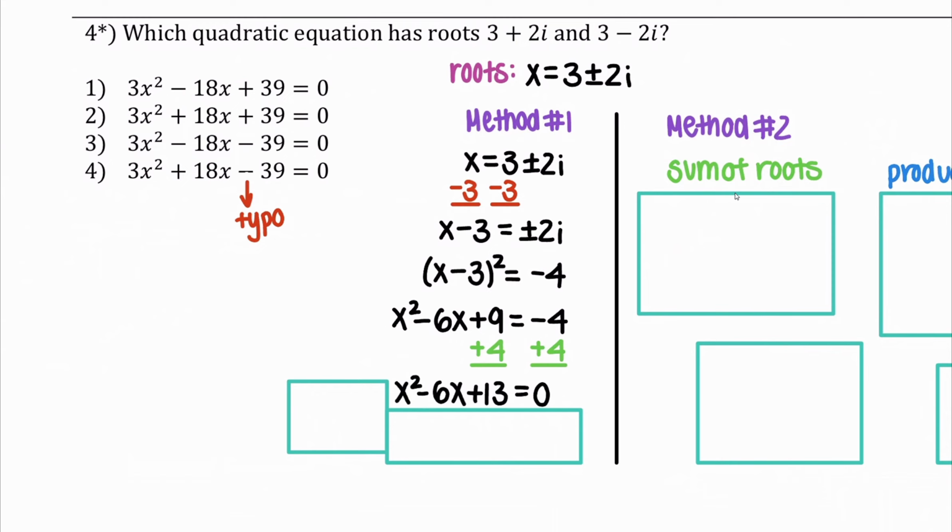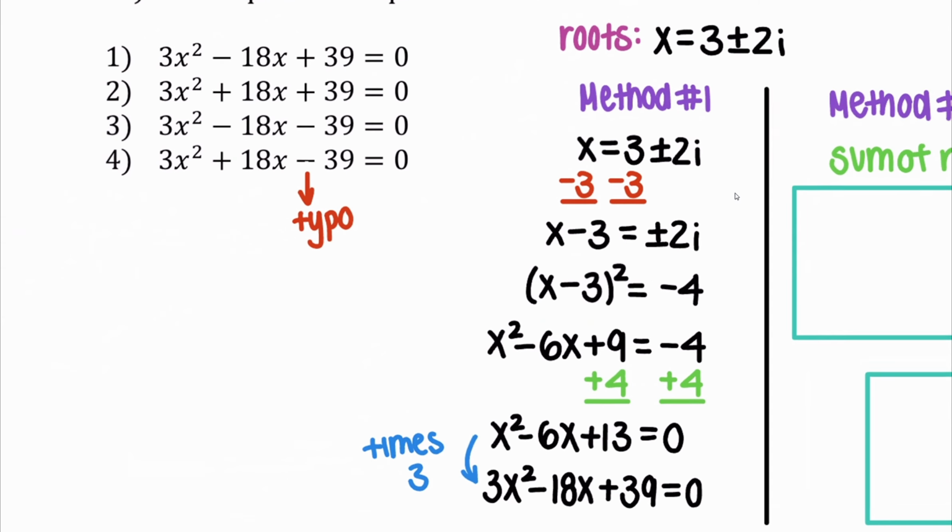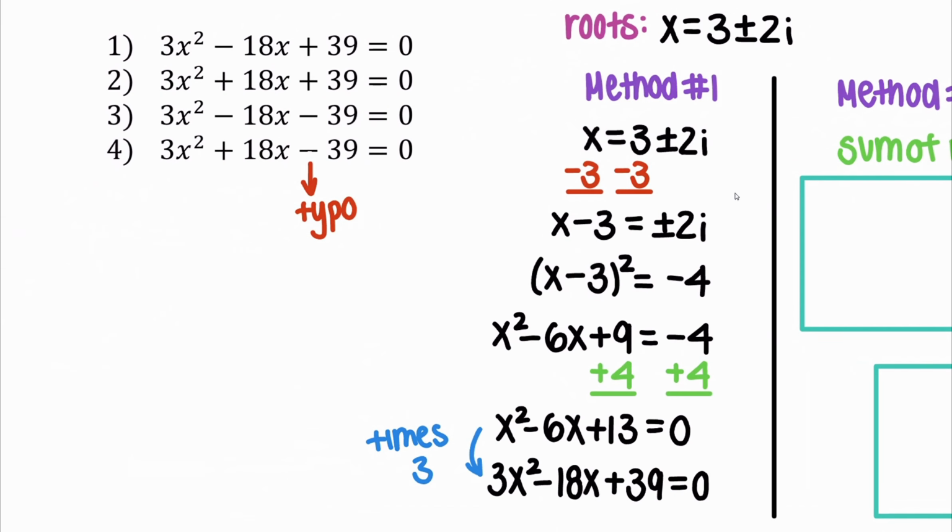So what we can do is create an equivalent equation by multiplying by 3. If we multiply the entire equation by 3, that gives us 3x squared minus 18x plus 39 is equal to 0. Another really good test-taking strategy we can employ is this: notice that all of the coefficients are the same, but the main difference is the signs that join these 3 terms.